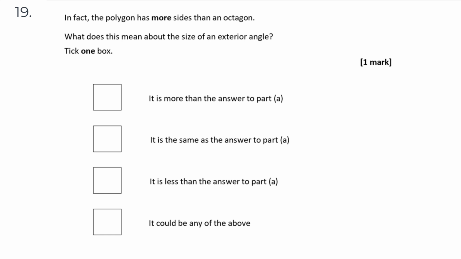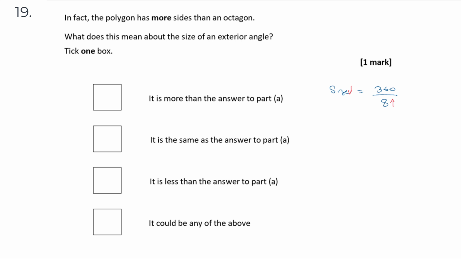Part B says, in fact, the polygon has more sides than an octagon. What does this mean about the size of the exterior angle? Okay, so we did have the size of the angle was equal to 360 divided by 8. But if it isn't 8, if it's bigger, then the denominator of my fraction is getting bigger. What does that mean in terms of the overall size of the number? If you get a bigger denominator, then overall your fraction is smaller, isn't it? Because a quarter is smaller than a half. Okay, so the bigger the number part of the denominator is, the smaller the fraction is. So that means the overall size is going to go down.